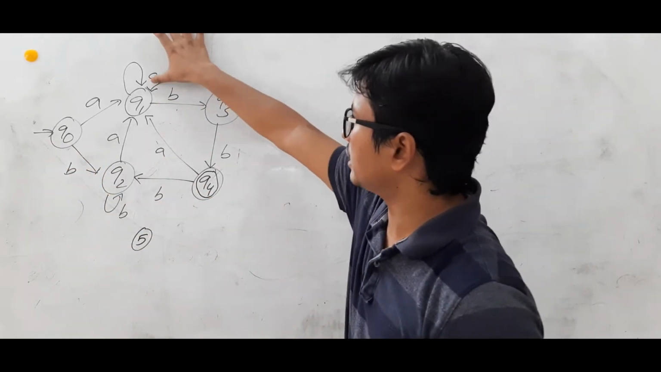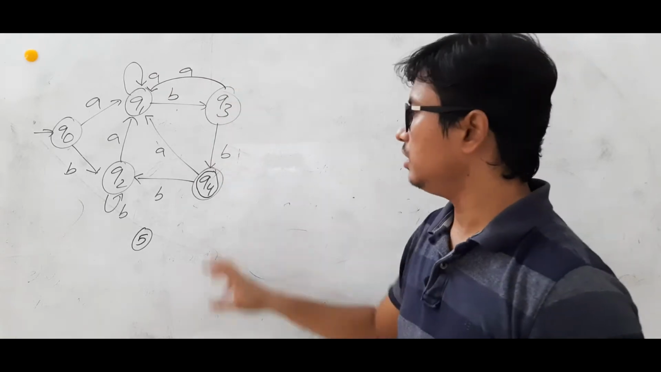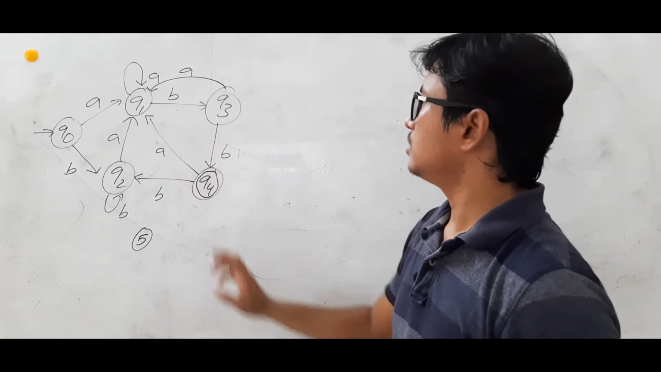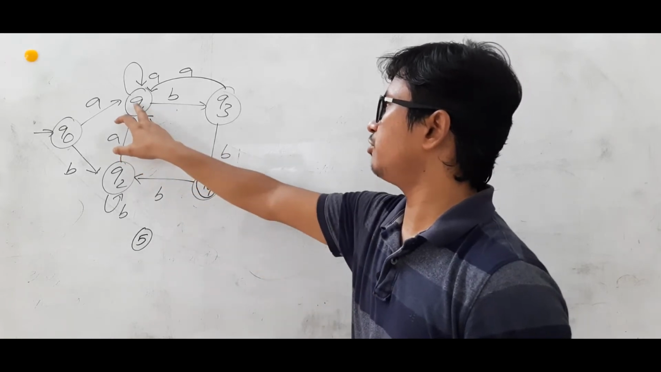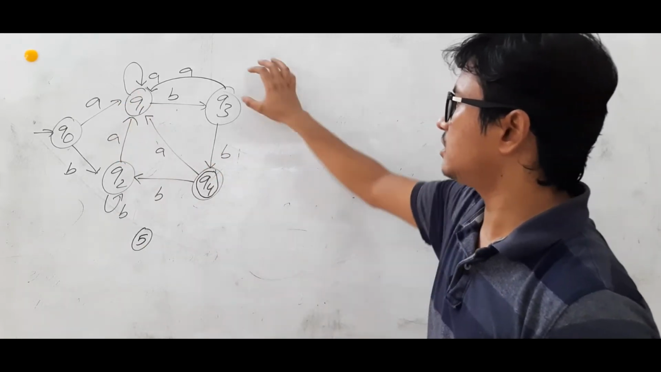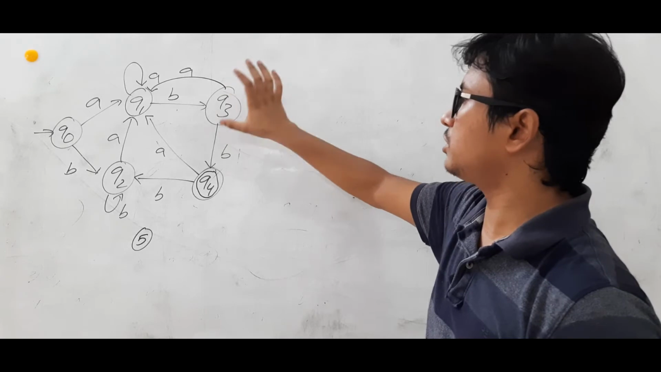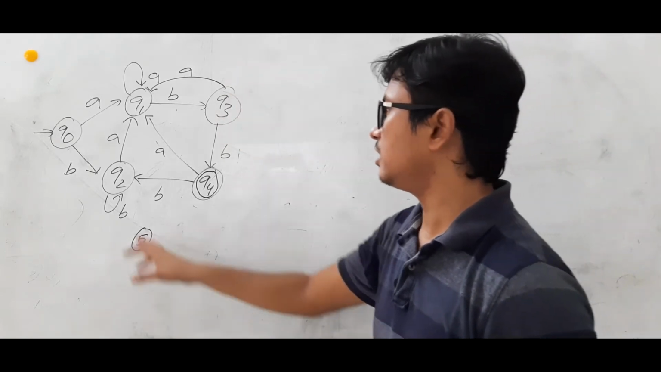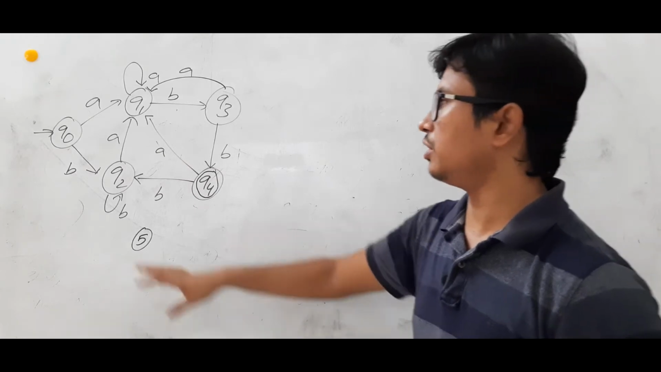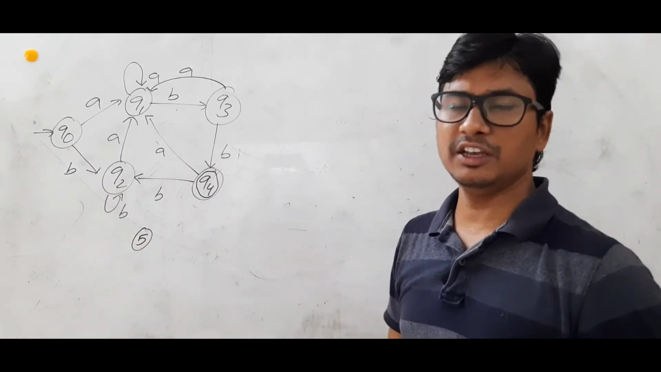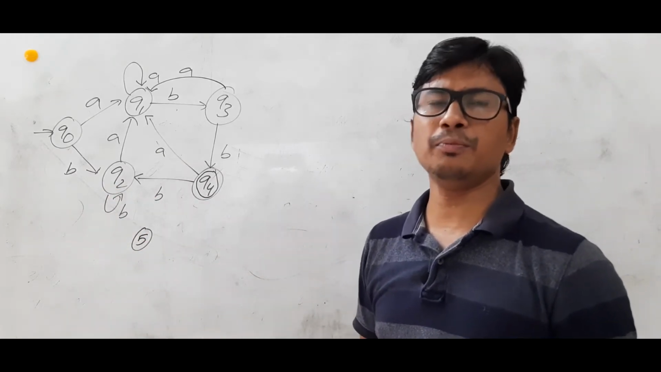We will see Q1. Yes, we can reach Q4 via Q3. So Q4 is a final state. So from Q1 I can reach it. Now we will see about Q3. Q3 also I can reach the final state. From Q2 also I can reach Q4. So none of the states are dead states. If there are no dead states, no problem.